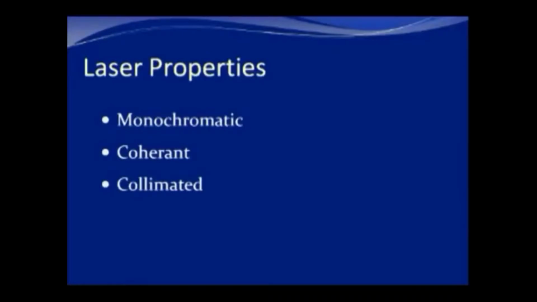Laser properties. This is what makes a laser a laser. Monochromatic means single color. Coherent means that all of the wavelengths are in step with each other. Collimated means that there is no scatter from the skin; there's a tight band of photons all the way down to the cell. This is what makes a laser as opposed to, say, LEDs, or light-emitting diodes, which we'll talk about later, which have none of these characteristics.